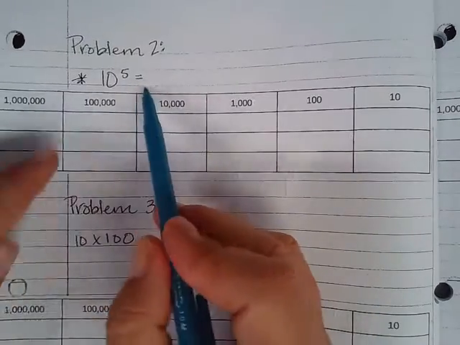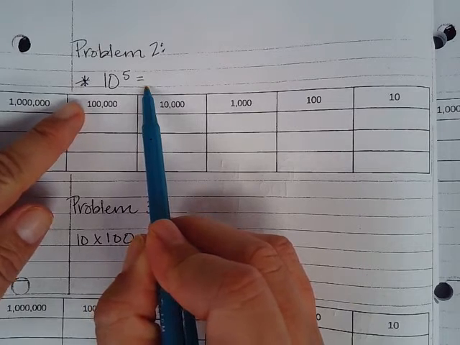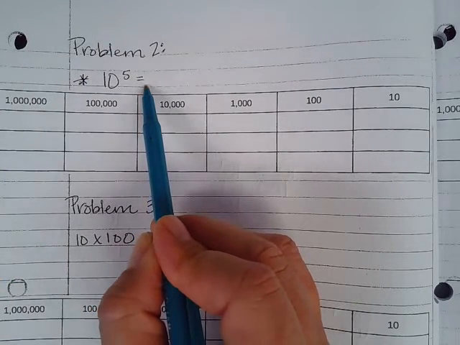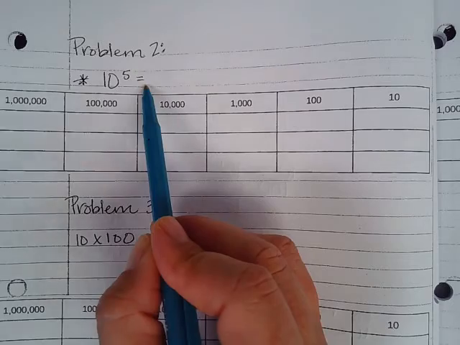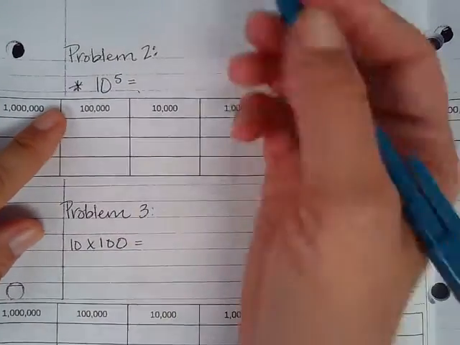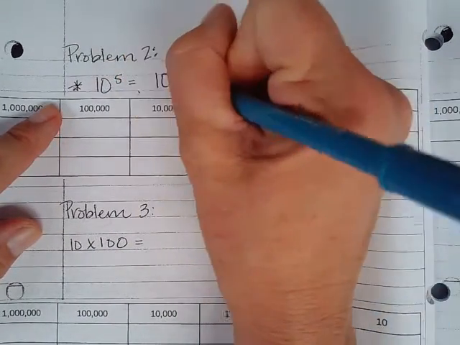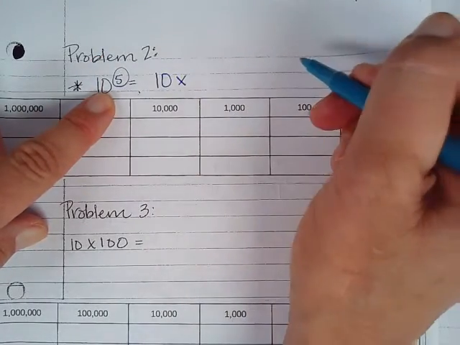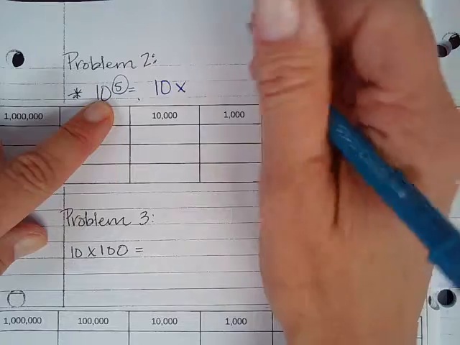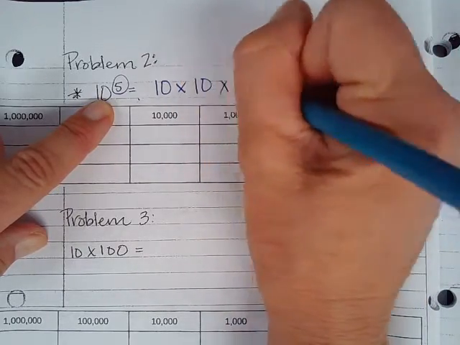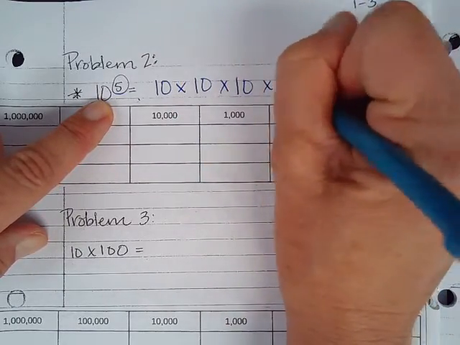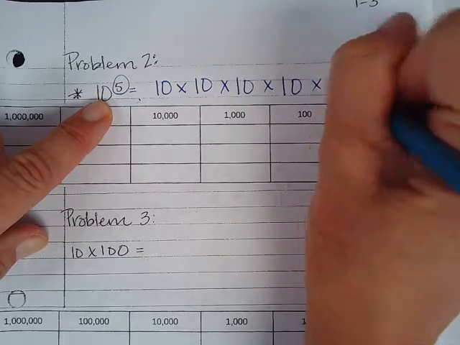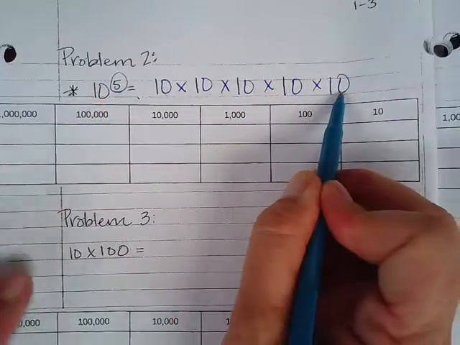What I'm asking you to do right here is write 10 to the 5th power as a product of tens. And what I mean by that is I'm going to say 10. How many times am I going to multiply by 10? Show me with your fingers. Yes. Times 10, times 10, times 10, times 10. 1, 2, 3, 4, 5.